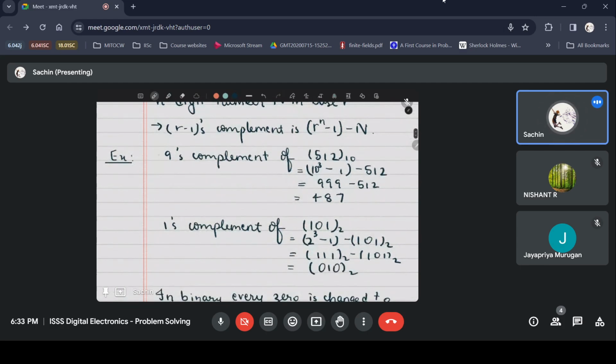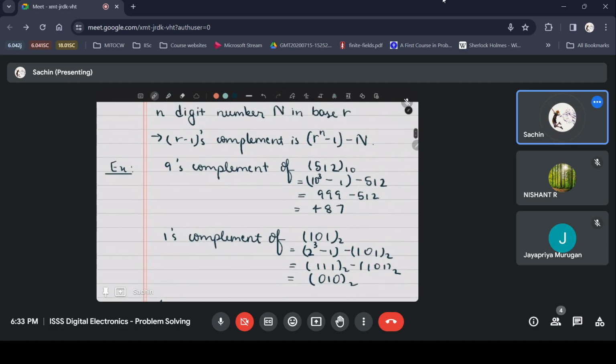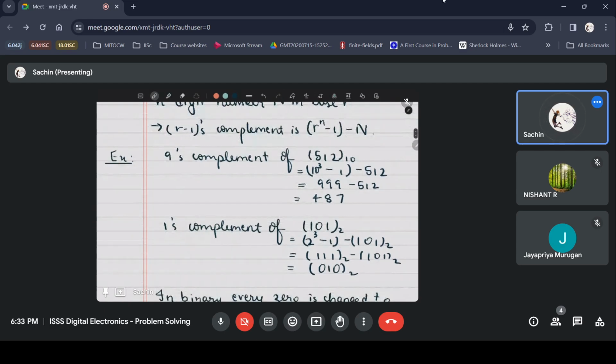In some other number system, say in the decimal system, the r minus 1 or the 9's complement is 10 cube minus 1 minus 512. 10 cube minus 1 will be 999. So 999 minus 512, which is 487. So from the radix minus 1, or that is 10 minus 1, which is 9, you subtract each of the digits. So 9 minus 5 is 4, 9 minus 1 is 8, 9 minus 2 is 7. That's an easy way to do r minus 1's complement.